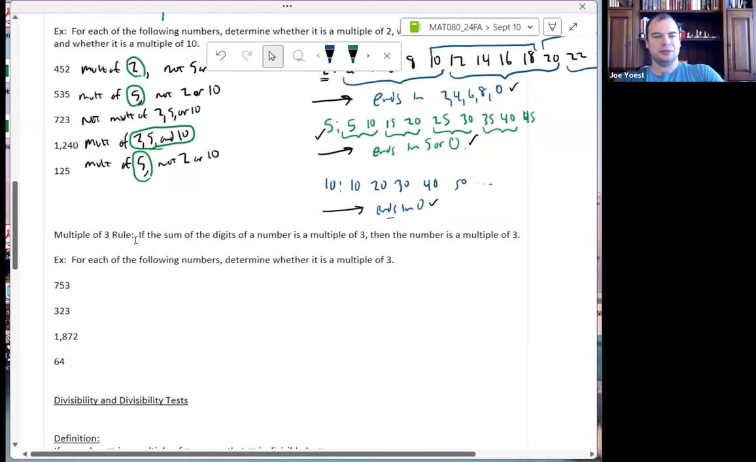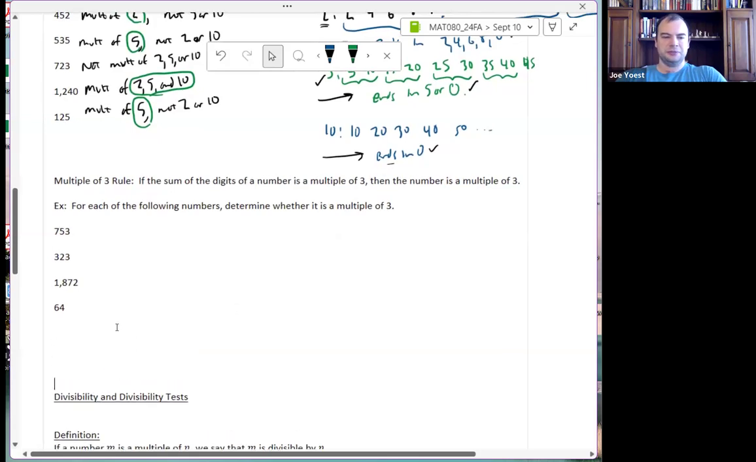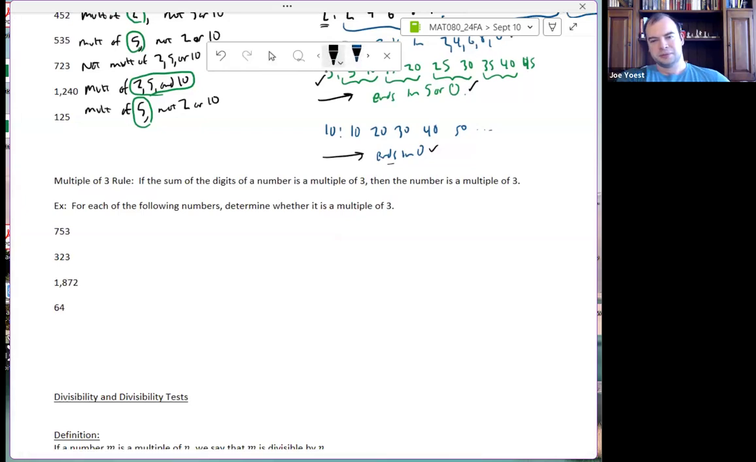Okay, so let's look at another example here. For each of the following numbers, determine whether it's a multiple of 3. We could write out our 3 times table. 3 times 1 is 3, 6, 9, 12, 15, 18, 21, 24, 27. Unfortunately here, I see that the last number is changing all the time. I don't really see a discernible pattern.